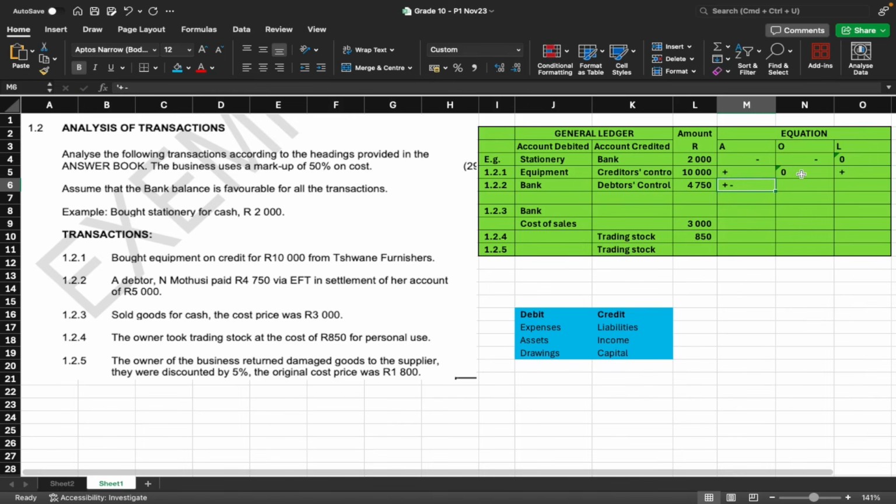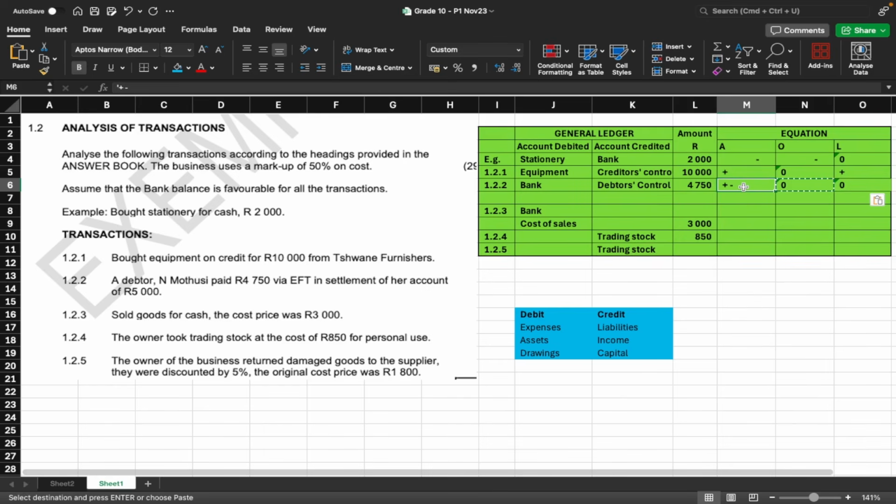Why am I doing that? Because I know bank is increasing, my debtors control is decreasing. They are both assets, so it's a plus and a minus under assets. And of course under owner's equity it's nothing, and under liabilities it's also nothing. I hope that has made sense, and you can see my accounting equation still makes sense. I've got a positive under assets and a negative under assets for 4,750, and so they both cancel each other out, and I've got 0 under owner's equity and 0 under liabilities.